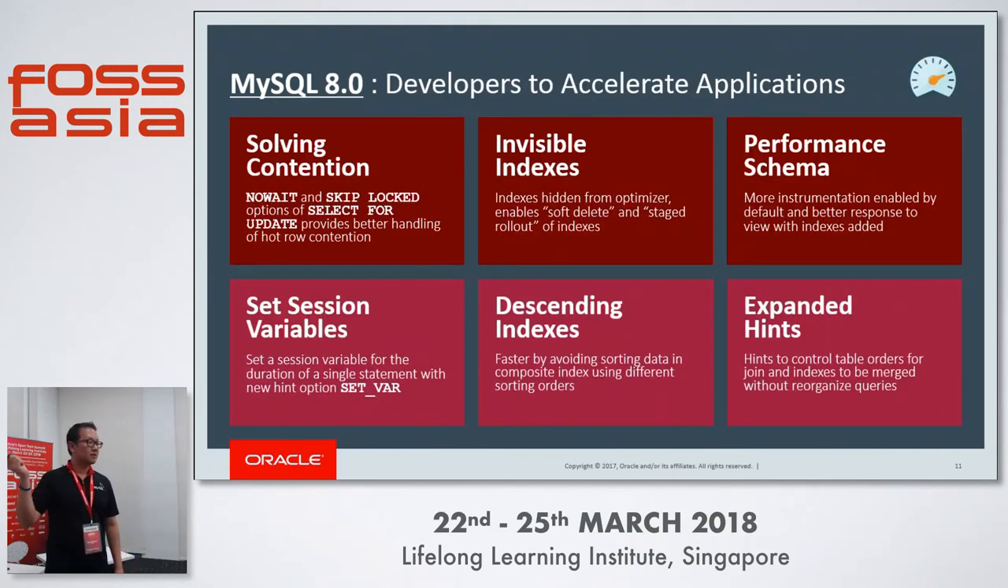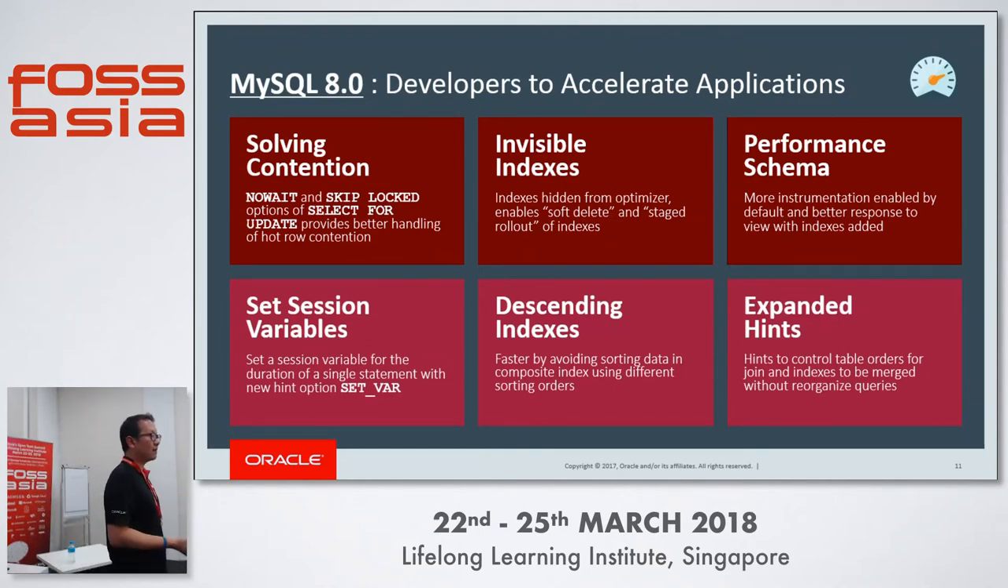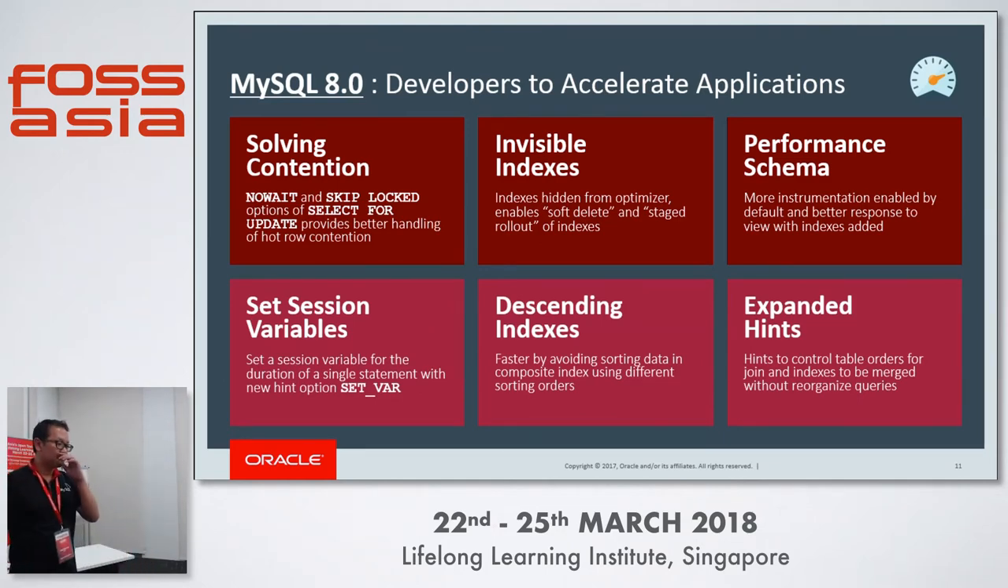So this part is actually to make things easier for the developer to develop applications. CTE, SKIP LOCKED, NOWAIT, right? Invisible indexes, performance schema. We actually improve it, we put more capability and more metrics in performance schema. Invisible indexes is very interesting.